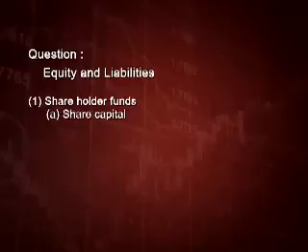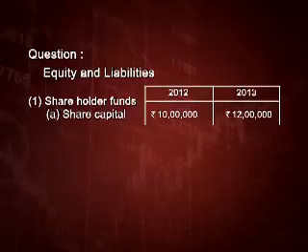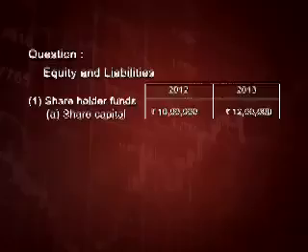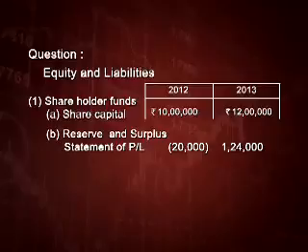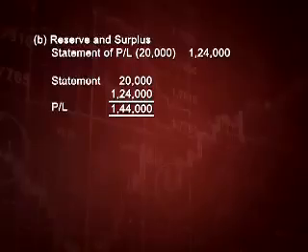Equity and liabilities, first point, shareholder funds, share capital, that is 10 lakh in 2012 and 12 lakh in 2013. That means we have issued shares of 2 lakh rupees. Next, reserve and surplus. Statement of P&L is given, 20,000 negative in 2012 and 1,24,000 positive in 2013. That means we must have earned so much money which has written off 20,000 and still there is 1,24,000. That means 1,44,000 is the amount of profit which we have made this year.